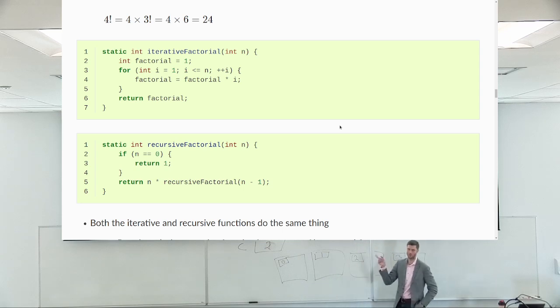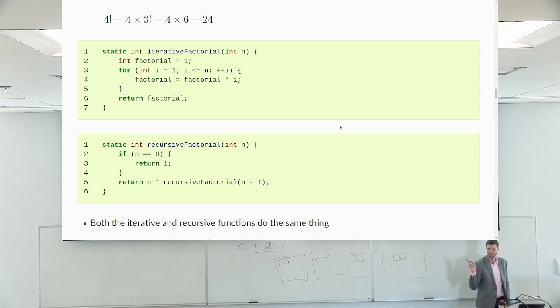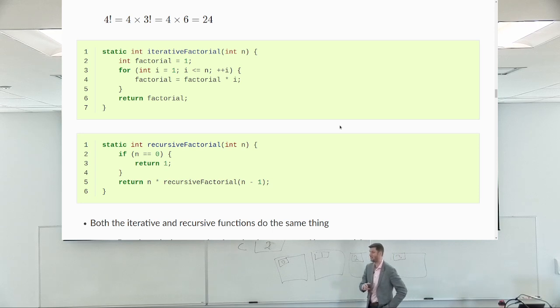Any questions about those two? Yes? Is the recursive function slower? It has to go down and back up. Okay, you've asked a remarkably complex, sorry, that question has varying levels of complex answers.